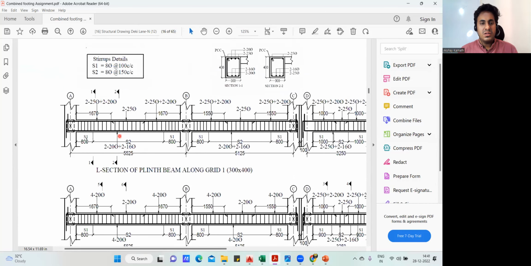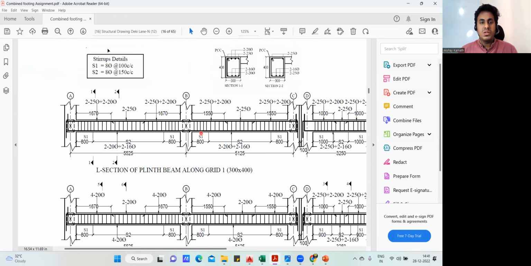What is mentioned here? They have written that up to here, S1, you have to provide a stirrup. S1 means you have to provide 8 diameter at 100 mm center to center spacing. And from here to here also it is S1, which is 8 dia 100 mm center to center. And in the center, it is S2, which is 8 dia at 150 center to center spacing, where I've told you all the reason for that. Now we need to find all these things.